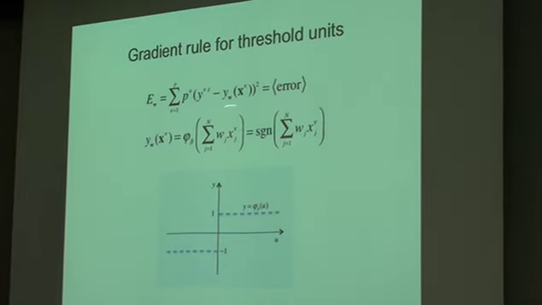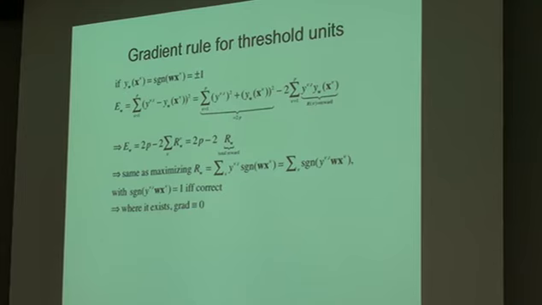So you do exactly the same thing here. You would like to use some gradient rule. But the point is that since the output is just a sign function, the gradient of this energy function, where it exists, is 0. So you can't use it.